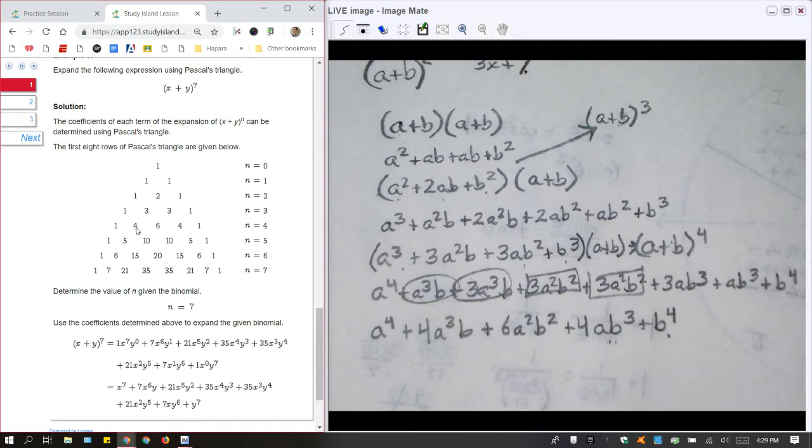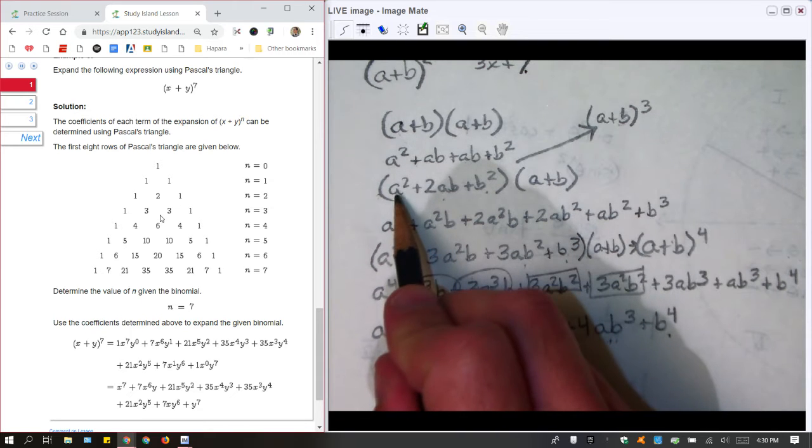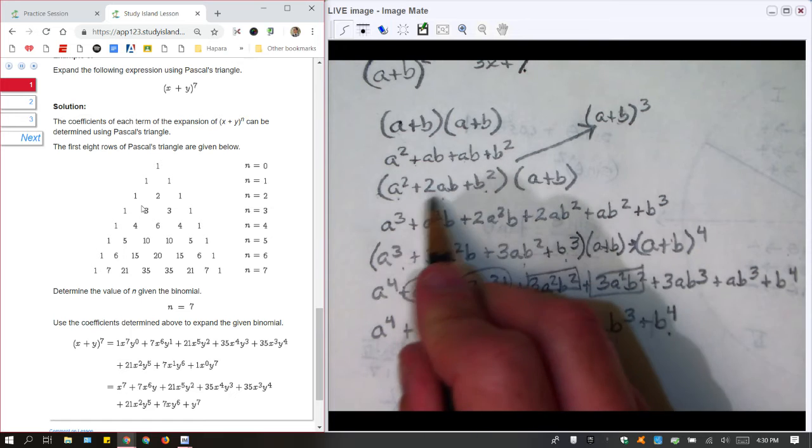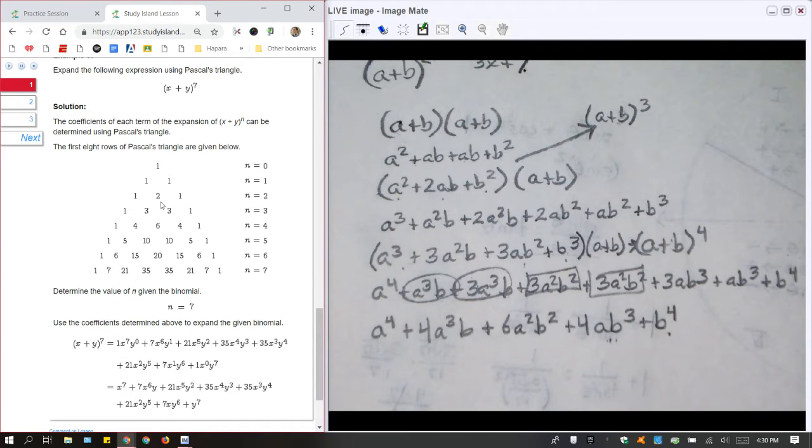And then what's 1 plus 3? 4. And what's 3 plus 3? 6. And what's 3 plus 1 again? 4. And you'll notice that these were the coefficients that we came up with. A squared is 1a squared, 1. Plus 2ab, 2. Plus 1b squared, 1.